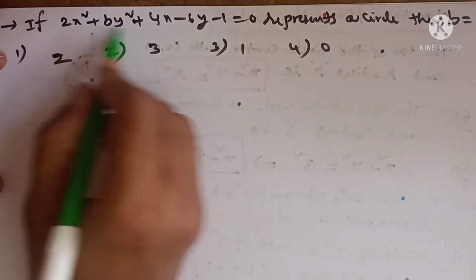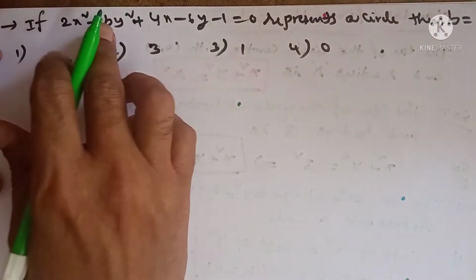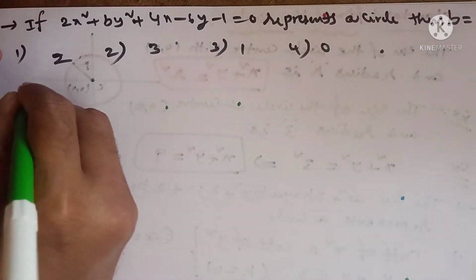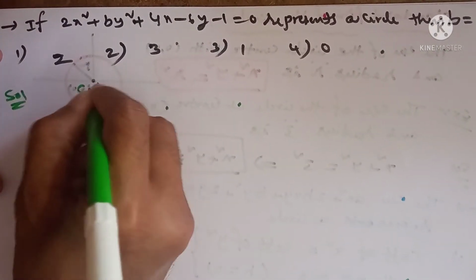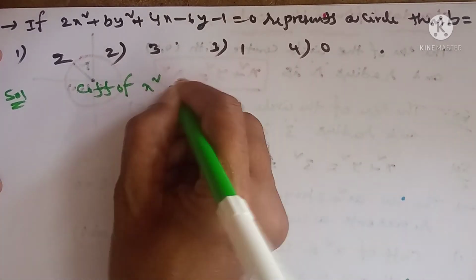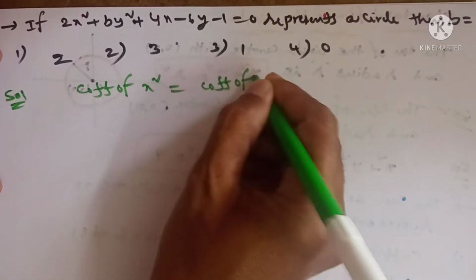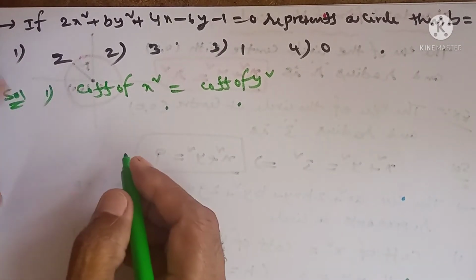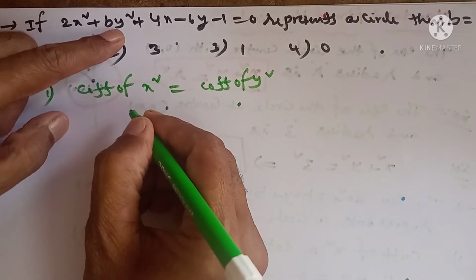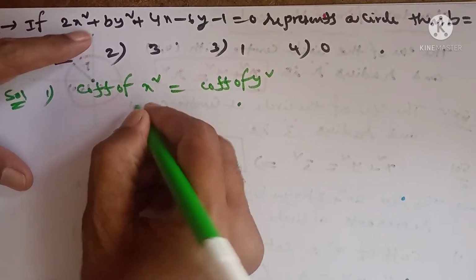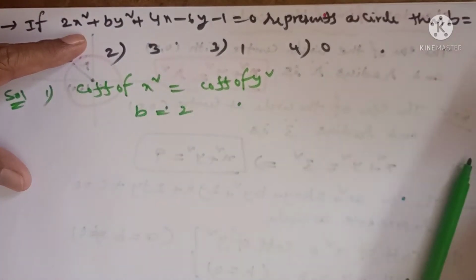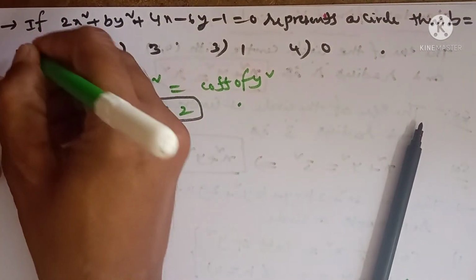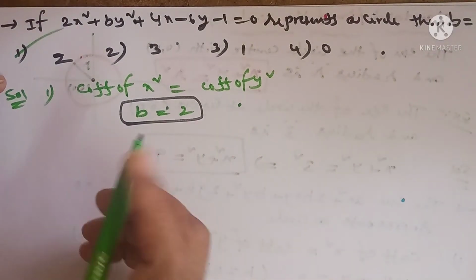See, this is the second degree equation. Any second degree equation represents a circle. Just I said, coefficient of x square is equal to coefficient of y square. This is the first condition. What is the x square coefficient? 2. Y square coefficient is b. So b is equal to 2. So this is the answer. So first option is correct.